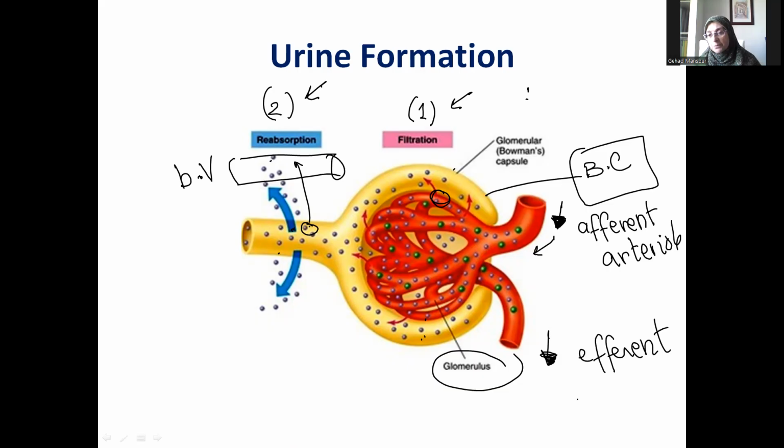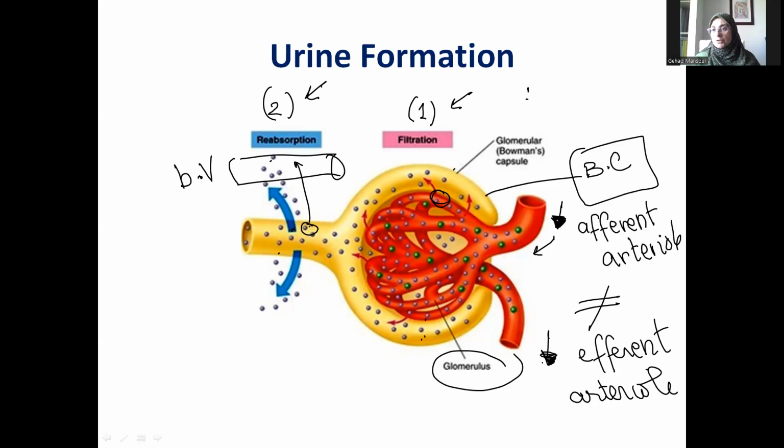You might be asked about them in the scientific term. It would be an easy question if I ask you about the small arteriole, or the small blood vessel, that carries blood to the glomerulus. You would say afferent arteriole. And the small blood vessel that carries blood away from the glomerulus, you would say efferent arteriole. I might also ask you about the differences between the afferent and efferent arteriole.